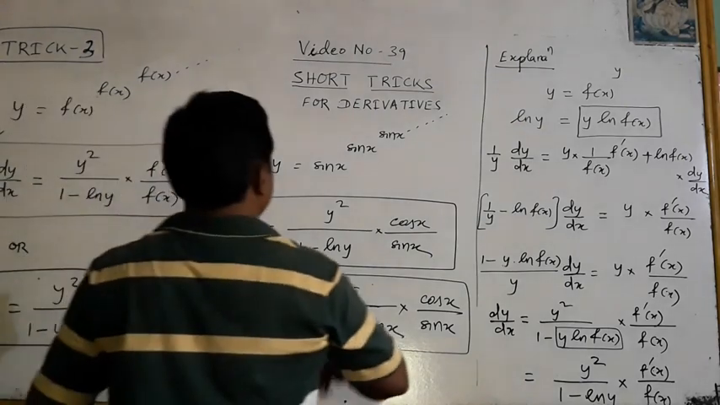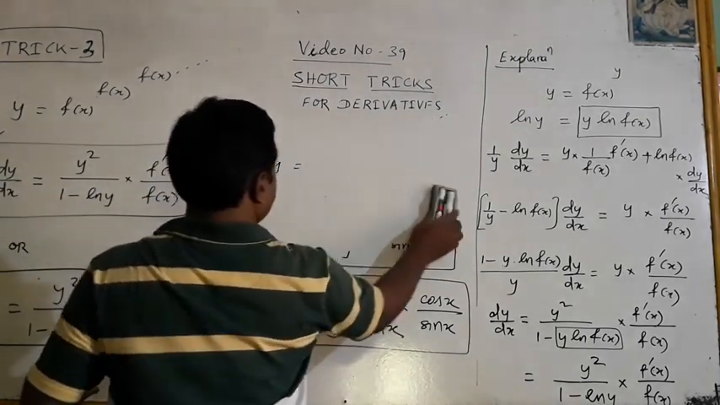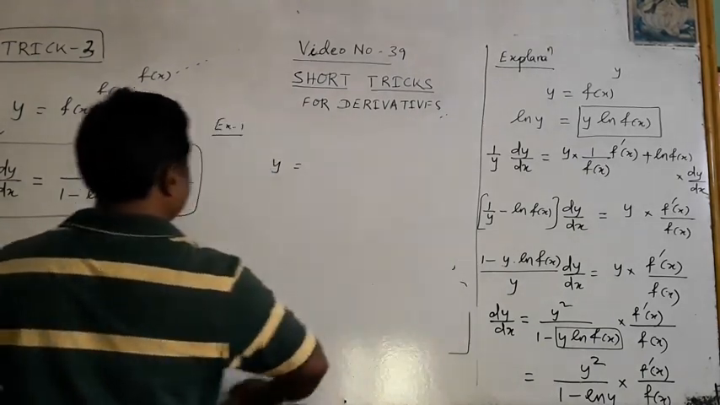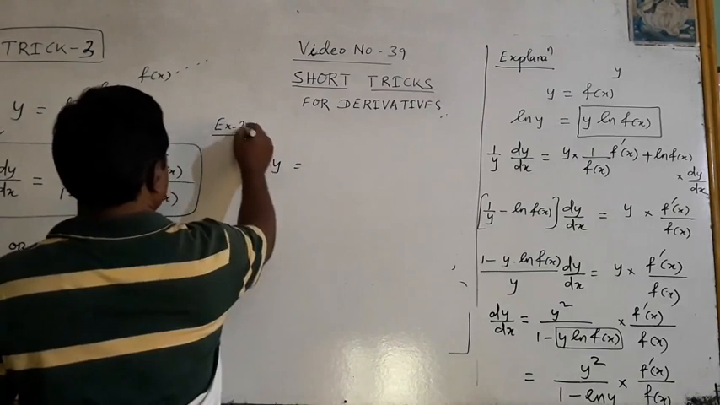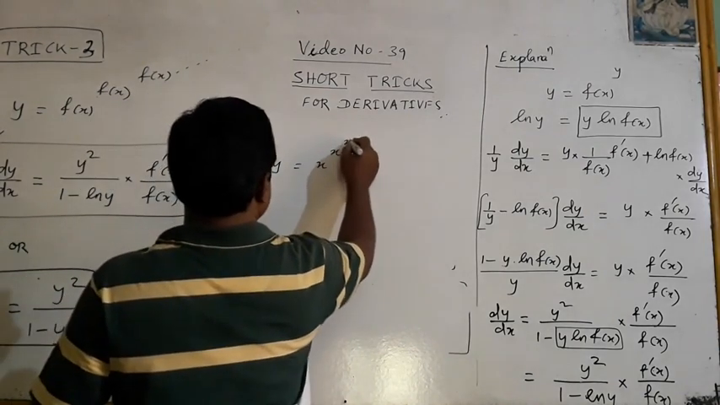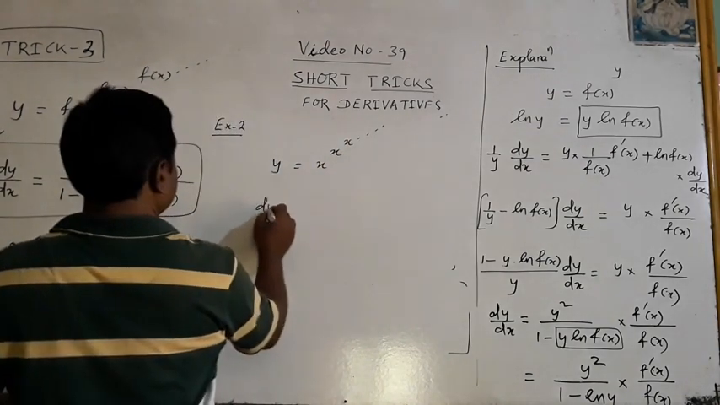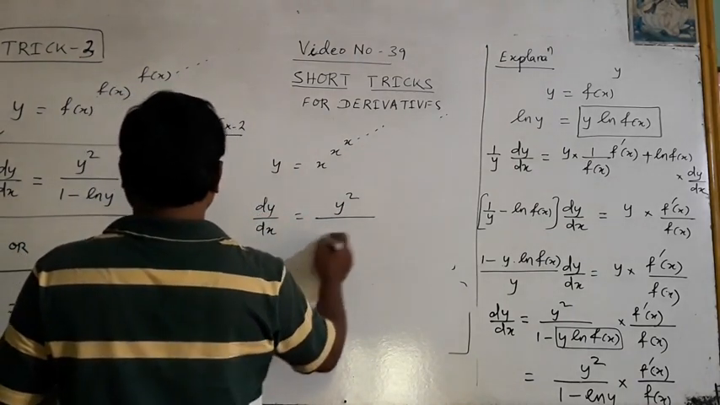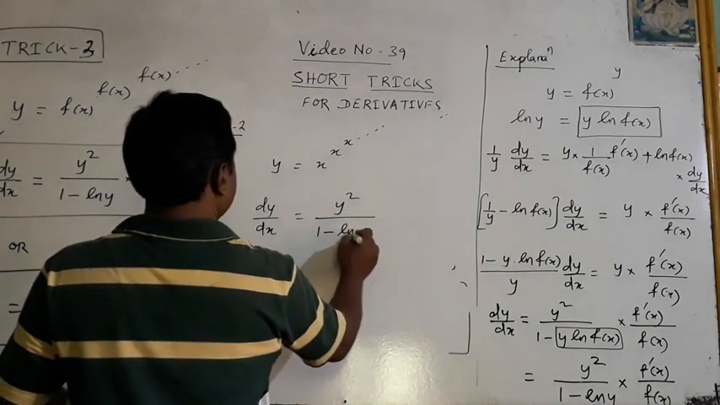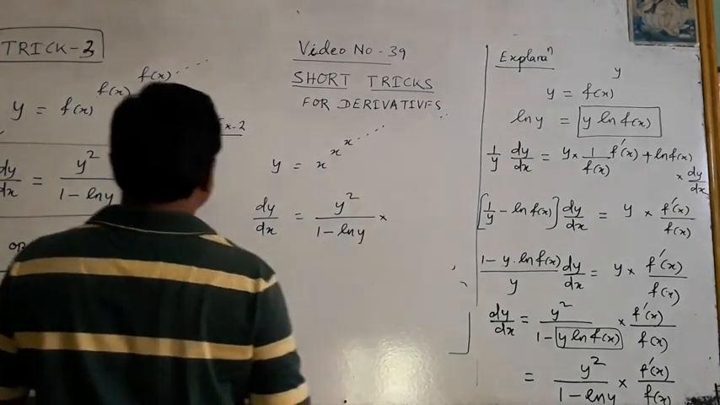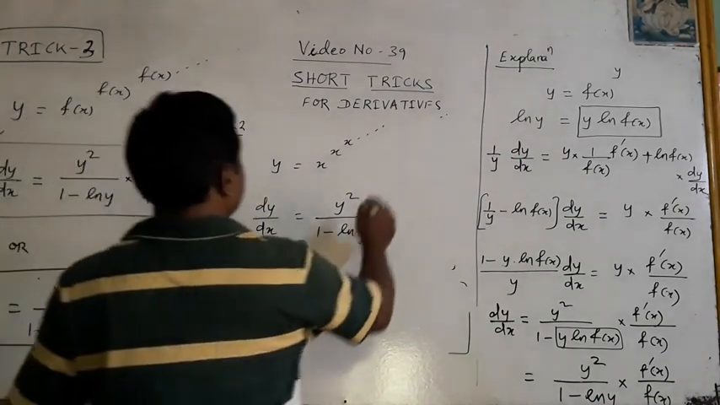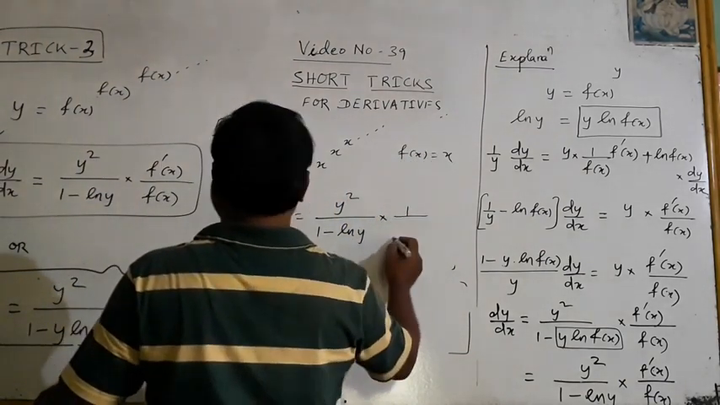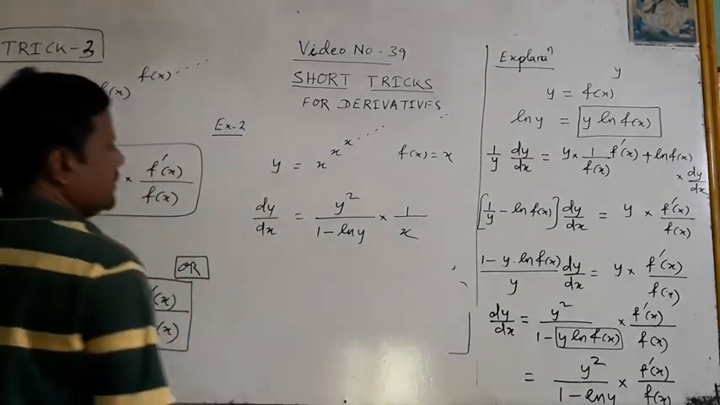Suppose I am doing another example, example 2, directly here. Look at me. y is equal to x to the power x to the power x, dot dot dot. Then dy by dx is what? You can write y square by 1 minus ln y into f dash x by f(x). Here f(x) is x, f dash x is 1, so 1 by x. Simple answer. Very simple.